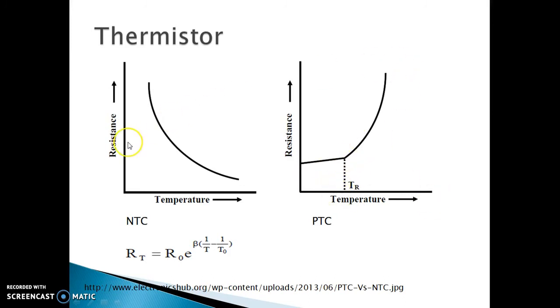resistance increases. The NTC, that is negative temperature coefficient, relies on the equation RT = R0 e^(β(1/T − 1/T0)), where RT is the resistance at a temperature T, R0 is the resistance of the material at 0 degree Kelvin, beta is a constant related to the material used, T is the temperature at which we want to measure the thermistor resistance, and T0 is the reference temperature. Remember, the temperatures for these calculations are in Kelvin.